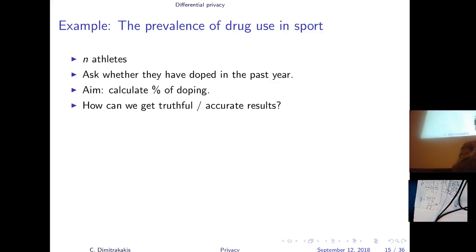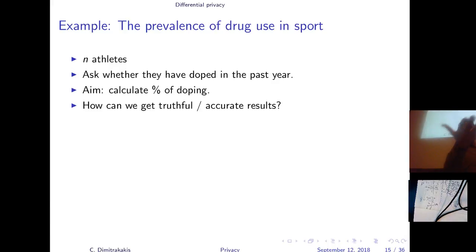I ask you to take a coin and flip it. If it comes up heads, you say the truth, or you write down the truth. If it comes up tails, you flip another coin, or the same coin, and then you record what the coin says. If it comes heads, you say 1, yes, I take drugs. If it comes up tails, you say no, I don't take drugs, no matter whether you really do take drugs, right?